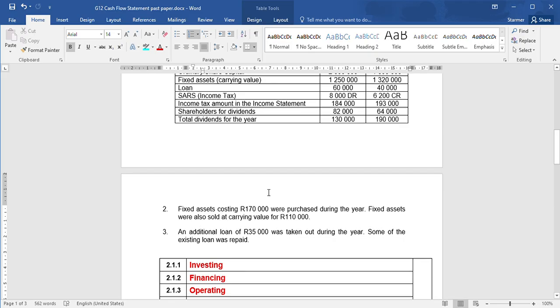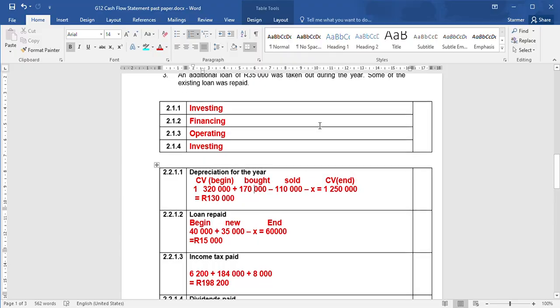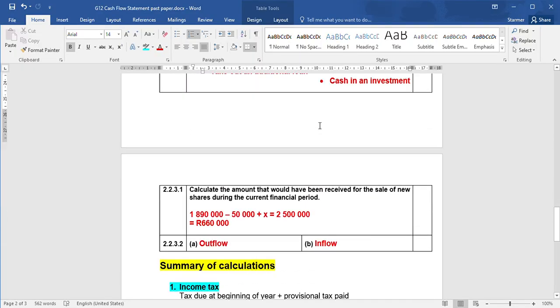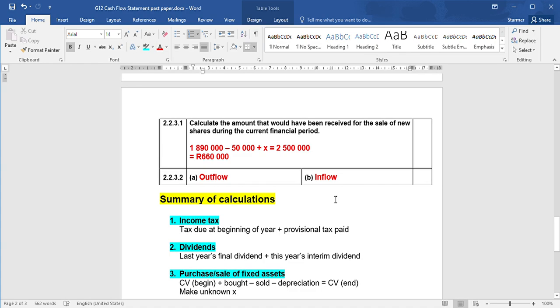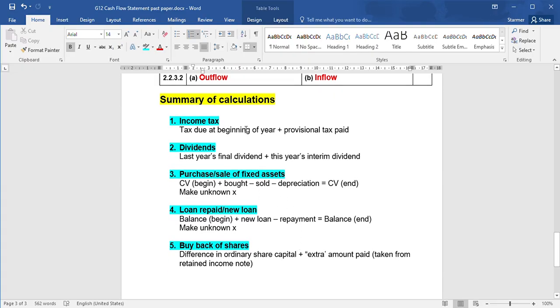Okay, and then lastly here, they say, complete the sentence: buyback of shares is an outflow of cash. We're paying to buy back. And sale of shares, we're receiving money, so that is an inflow of cash. Okay, then what I've done here is I've just put down a summary of some of the calculations. Let's just quickly go through those.